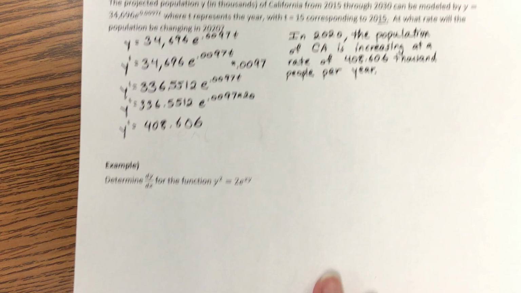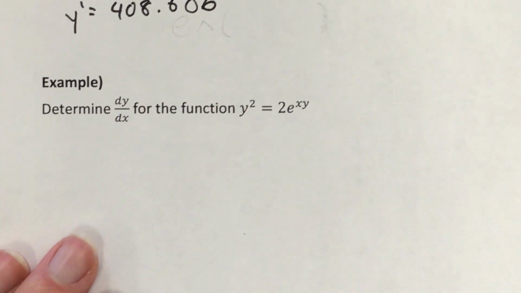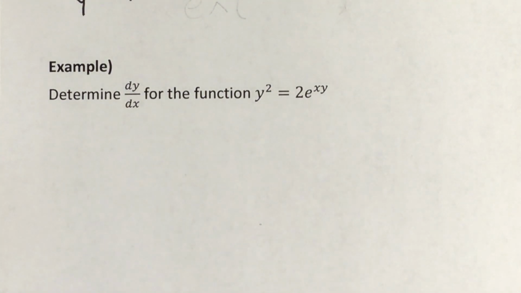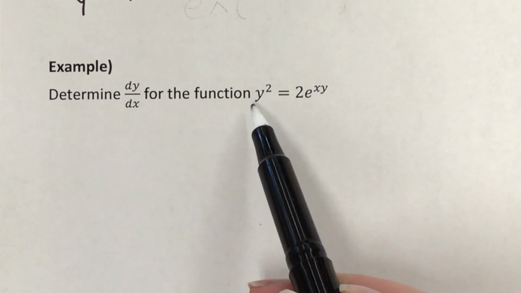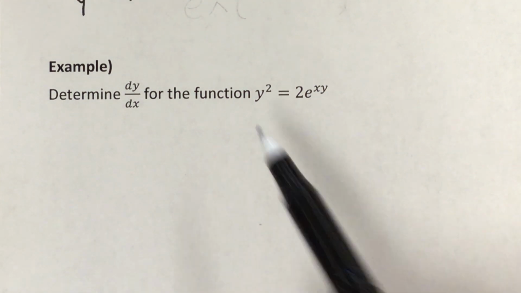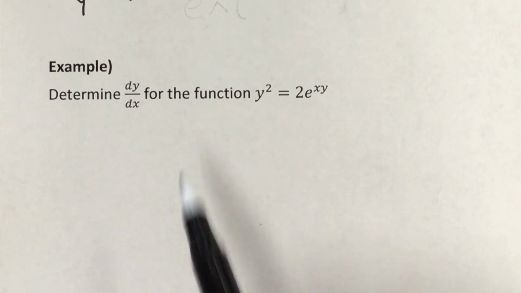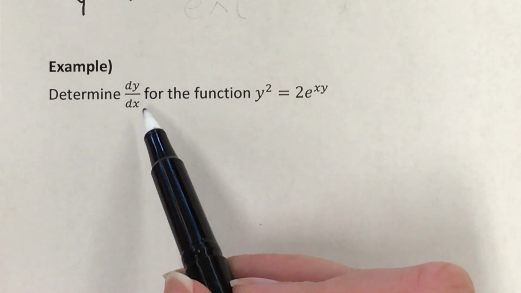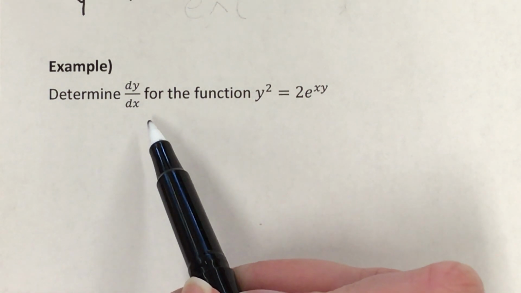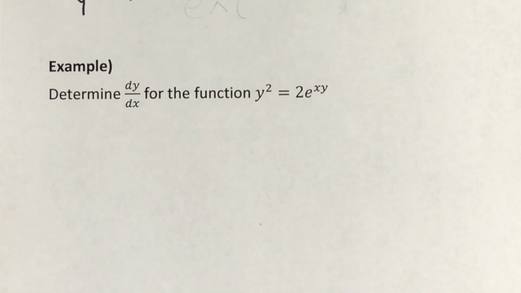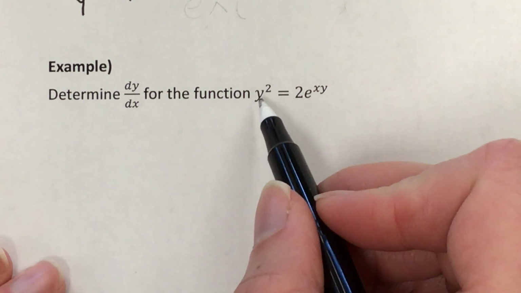All right, example down here, determine dy dx for the function y squared equals 2e to the xy. Okay, we need to do implicit differentiation on this problem because we cannot get y completely by itself. There is a y in the exponent, and there's also a y over here in this base. We have to take derivatives of both sides with respect to x. Our goal is to get dy dx completely by itself. So we've definitely done problems like this back in implicit differentiation. We just haven't had problems with e to the whatever power yet. All right, so let's take derivatives.